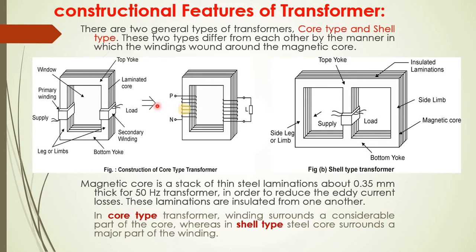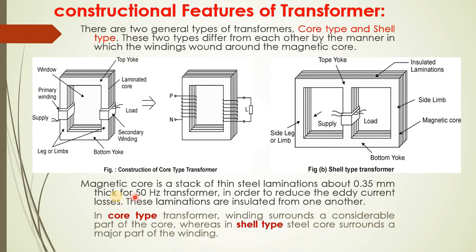This is schematically shown here. This is the primary winding wound over this core, and this is the secondary winding to which the load is connected. In figure B we can see the shell type transformer. In this shell type transformer, the central limb is there, and on the central limb a winding is wound. Primary winding and secondary winding are both wound on the same limb. This is called a side limb or leg. This is also a side limb or leg. This is the magnetic core. These are insulated laminations, top yoke and bottom yoke.